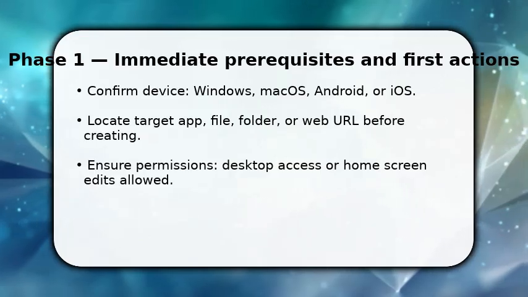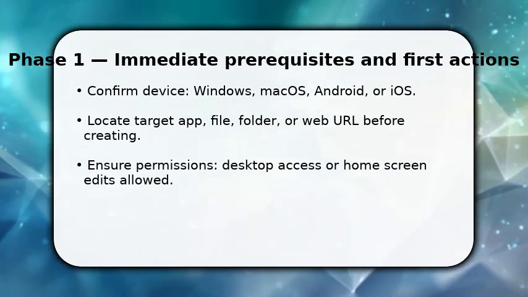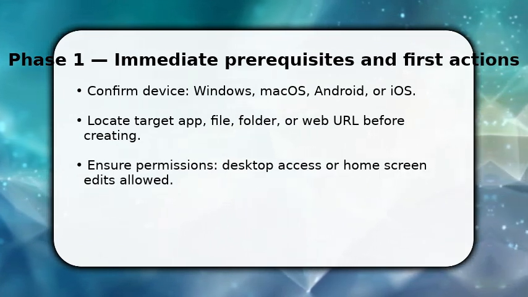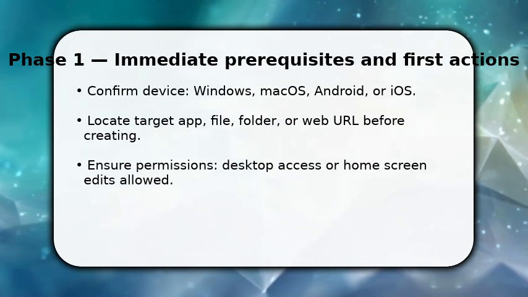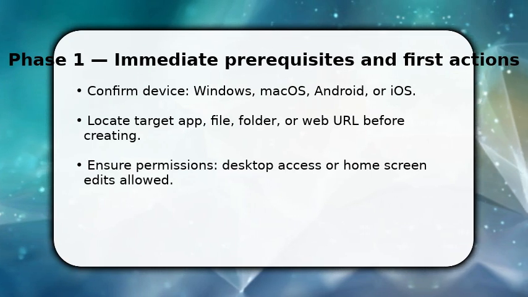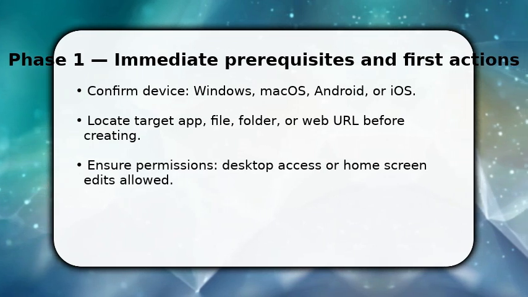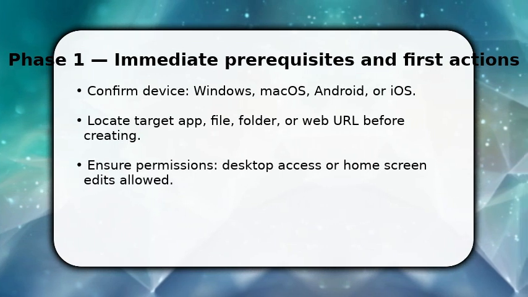You begin by confirming the platform and getting straight to the first actionable step. On desktop, find the app, file, or folder you want to pin. On mobile, open the web page or app. Once located, right-click or tap the Share/menu icon to reveal shortcut options, because this is where creation tools live. Make sure you have permission to modify the desktop or home screen, otherwise, shortcuts won't stick.